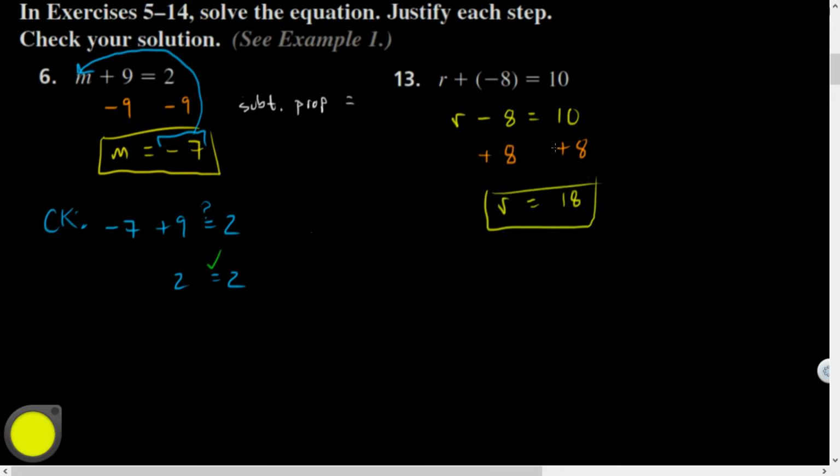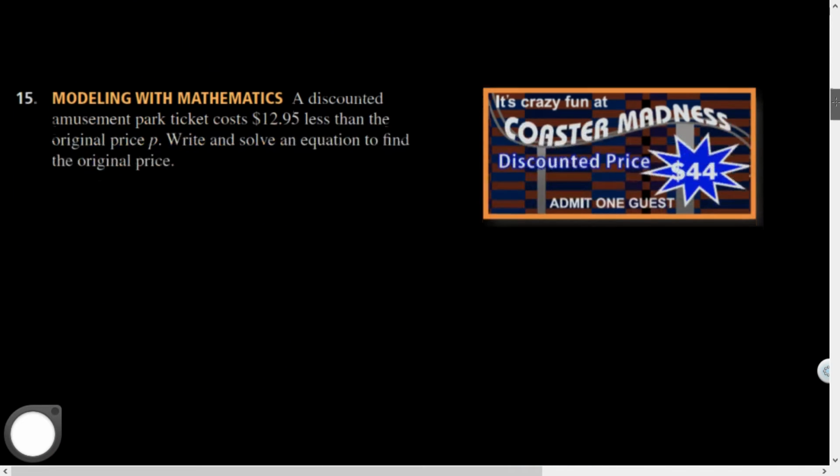And I could do a check. Is 18 plus a negative 8, or 18 minus 8, 10? Yeah, it is. And the property that I used, by the way, was the addition property of equality. Okay. Yeah, we'll come back to it.